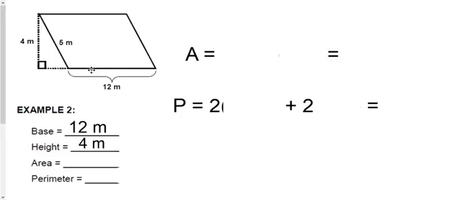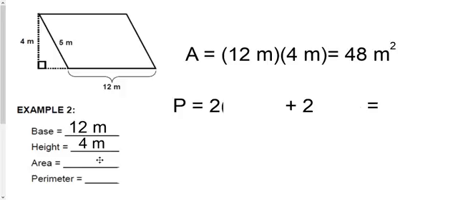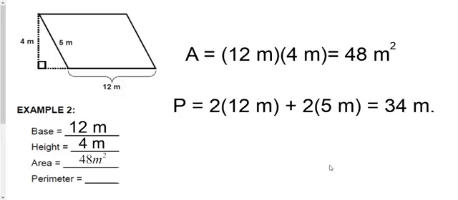Area is the base, 12 meters, times the height they're showing out here on the outside, 4 meters, or 48 square meters. The perimeter, 2 times this side, 2 times the 12, and this side, not the height, 2 times this side, which is 5 meters. And this comes out to 34 meters. Not too bad. Let's take a look at the next one.